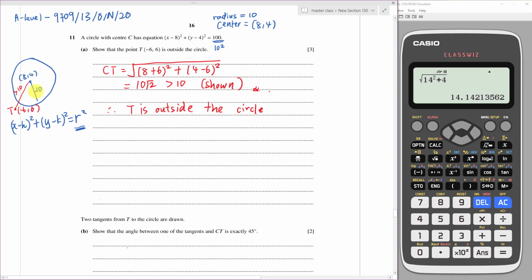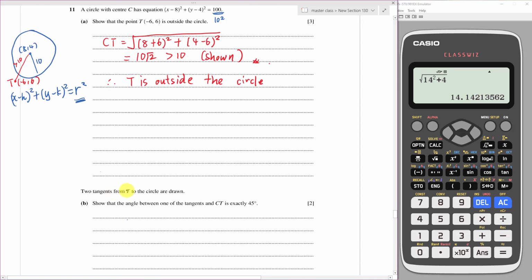Then the next thing is, two tangents from T to the circle are drawn. Show that the angle between one of the tangents and CT is exactly 45 degrees. So right now we want to find some angle. What we do is, from the point T here, draw two tangent lines like this. So over here, this is CT, right?